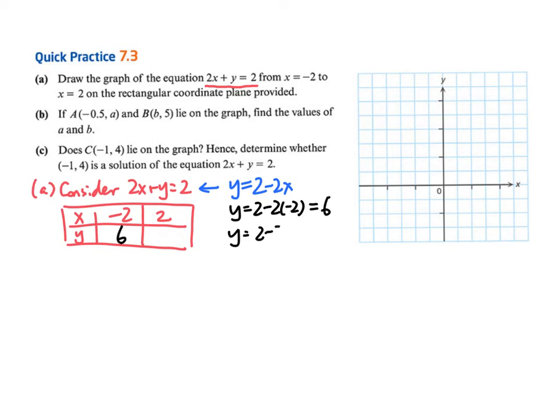I substitute 2. So it'll be 2 minus 4, which will be negative 2. So it'll be negative 2 here. And then I can put the point.